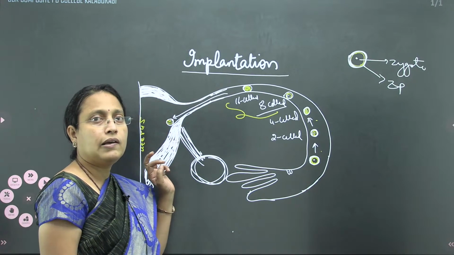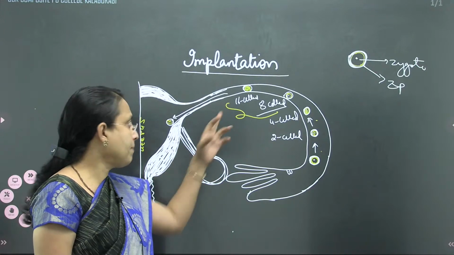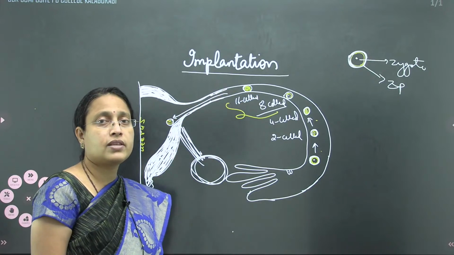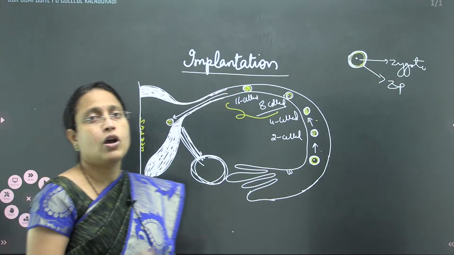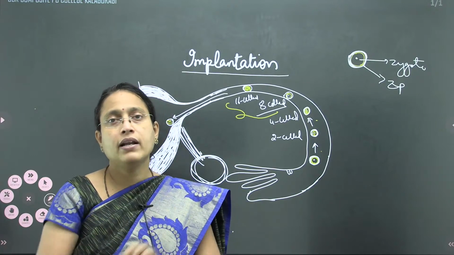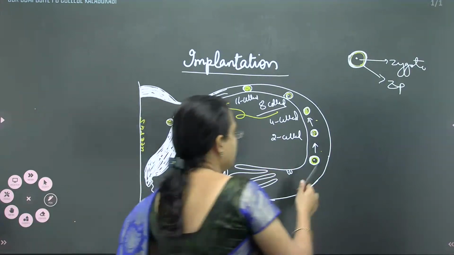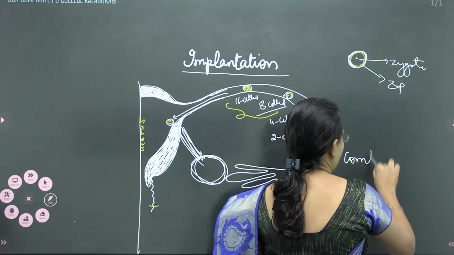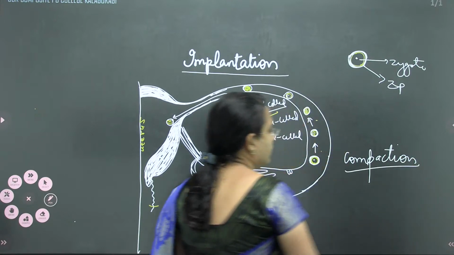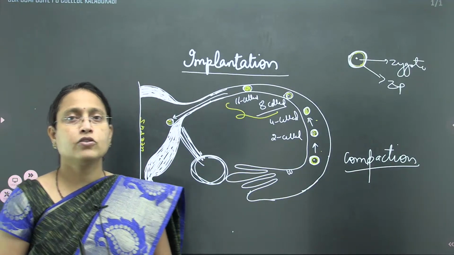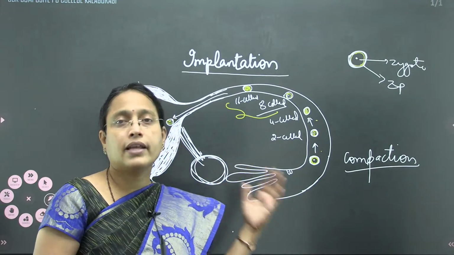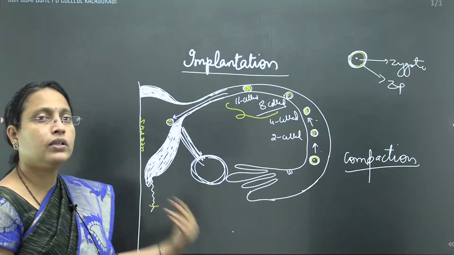The morula will further undergo compaction. As it moves toward the blastocyst, it undergoes a phenomenon called compaction, where the intercellular space decreases and the cells become more and more compact. That phenomenon is called compaction. During compaction, usually the flat cells will be on the surroundings, as the cells start rearranging themselves, which I'll explain further.